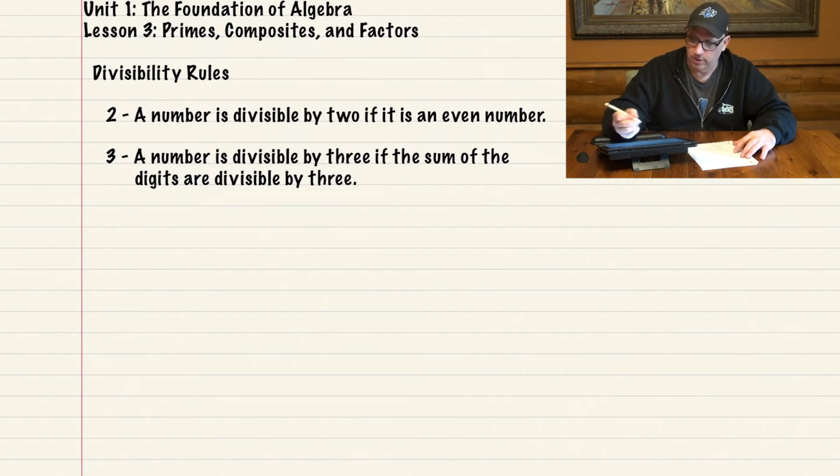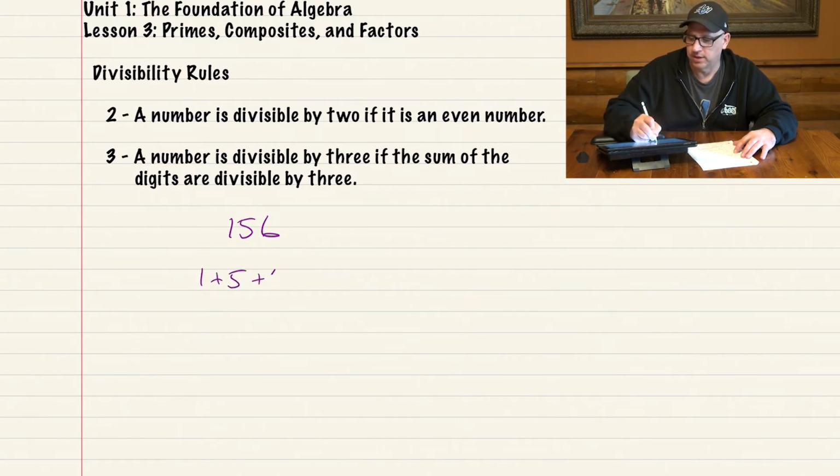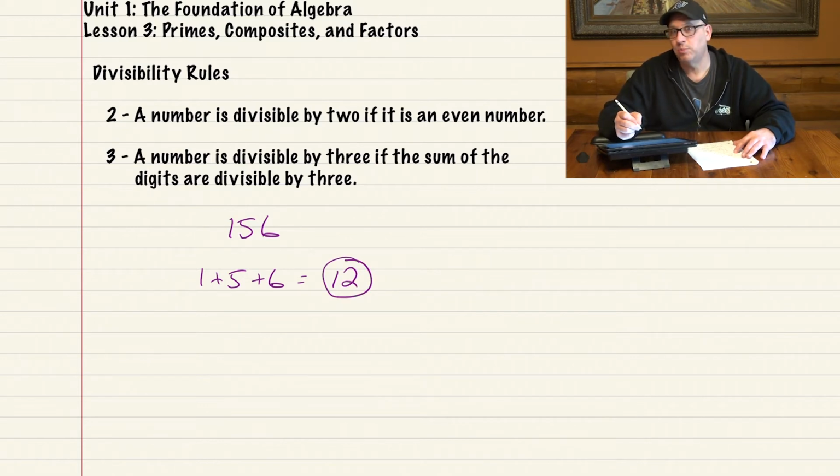So for an example, if I said, whoops, I have my highlighter on still. Let me erase that. That's pretty funny. Okay, if I use the number 156, for example, I took these digits, 1 plus 5 plus 6. That's equal to 12. The number 12 is divisible by 3, so 156 is also divisible by 3. That's how you would use that rule.